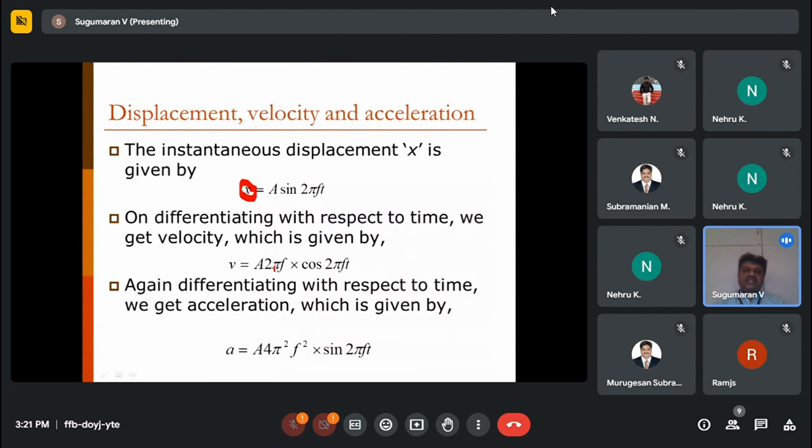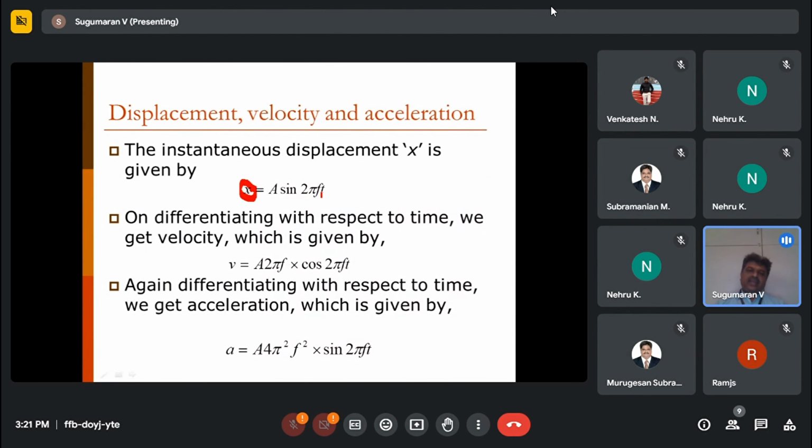Look at this, that 2 pi f will come out as the constant. So A, as it is here, 2 pi f will come out, and sin 2 pi ft will become cos 2 pi ft. I think this is simple mathematics, differentiation. People will know it. Now, from velocity, I want to find out acceleration.